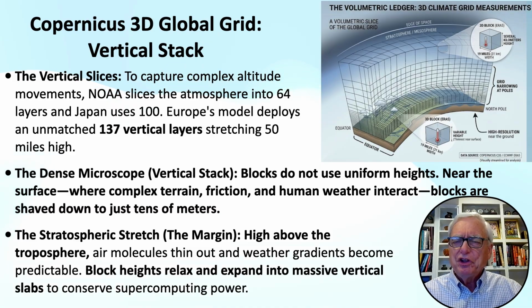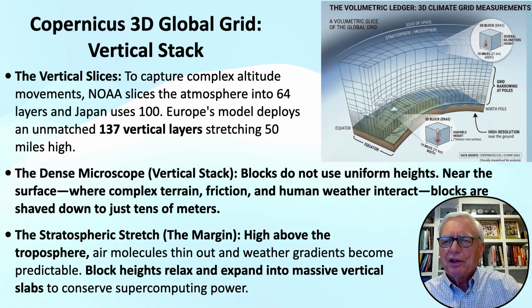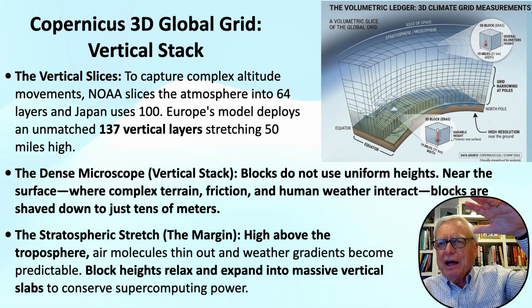Now, they don't have a uniform height. And why is that? Well, there's a significant difference in terms of what's going on. So near the surface of the Earth, where you have mountains and valleys and oceans and dry lands and forests and all kinds of different things, the vertical height of these grids is very small. It can be as small as 10 meters. And then as you move higher into the atmosphere, the vertical height of the grids increases.